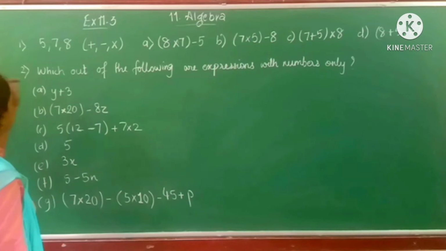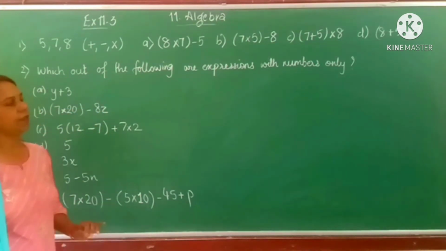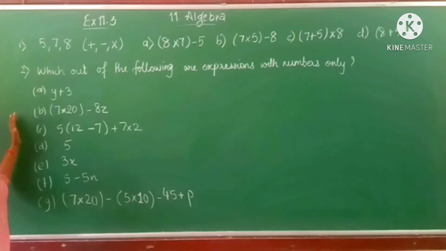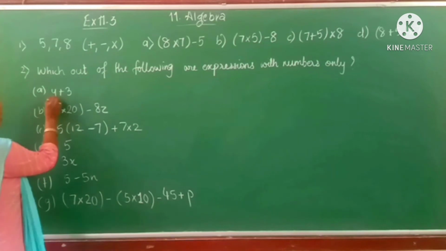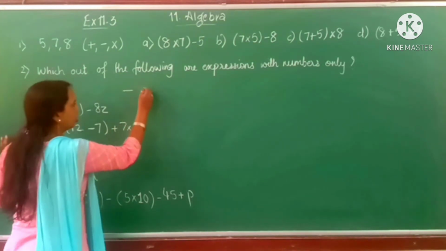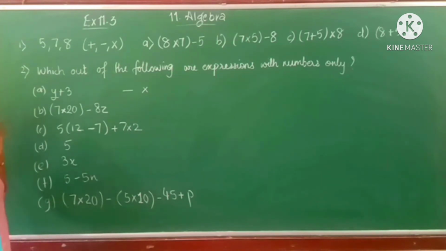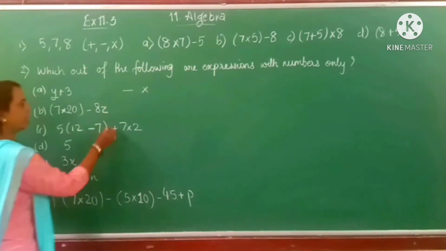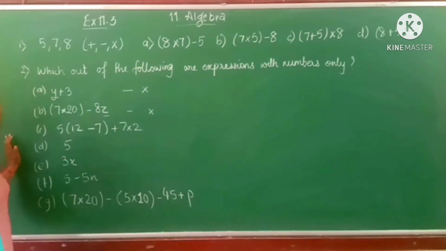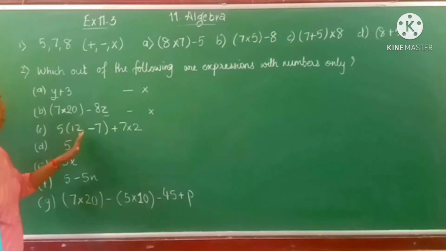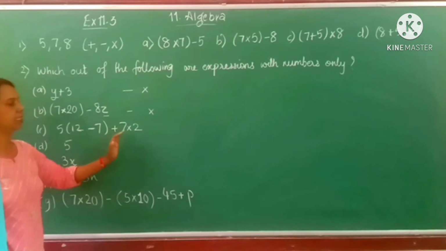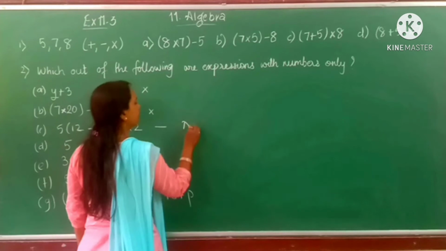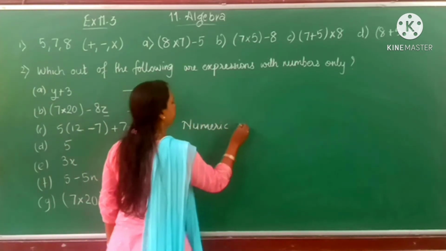Now the next question is: which of the following expressions are with numbers only? We have to find which expressions have only numbers, where variables are not used. In the first, y plus 3, the variable y is used, so it is not an expression with numbers. In the second, z is a variable, so it is not an expression with numbers. In C, all numbers are used, that is 5 into 12 minus 7 plus 7 into 2. So this is a numeric expression.